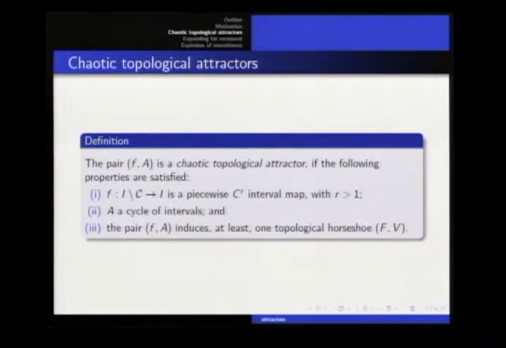So with that, I present the definition of a chaotic topological attractor. F is a piecewise C^r interval map. A is a cycle of intervals, and we ask that this cycle of intervals induces a topological horseshoe. In that case, that's the definition that we take here for a chaotic topological attractor, which is sort of standard, if there is a standard definition, which there is not. But okay.